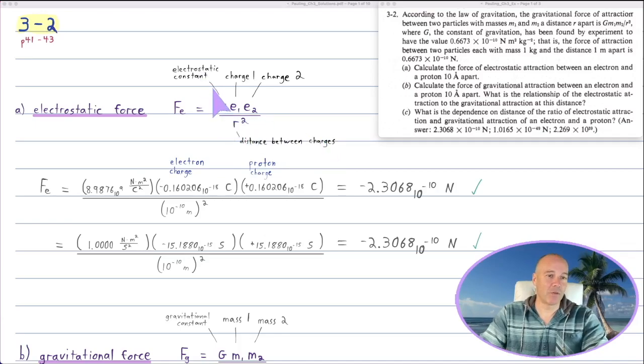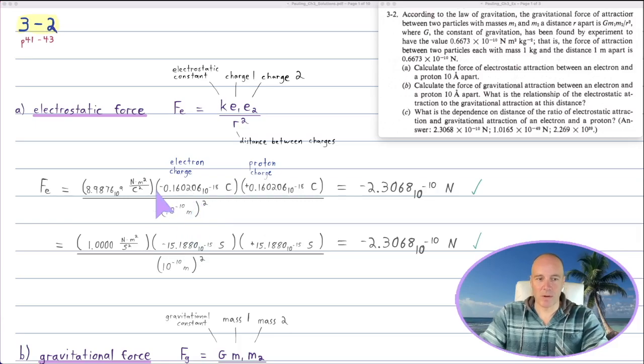You'll find the electrostatic constant as well as the magnitudes of the two charges in Appendix 2. Plugging in everything, for the electrostatic constant, 8.9876 times 10 to the 9th newton meters squared per coulomb squared, and then plugging in the two charges in coulombs and 10 angstroms squared in the denominator, but we want the distance to be in meters, so it cancels the meters in the constant. So 10 angstroms is the same thing as 10 to the negative 10 meters.